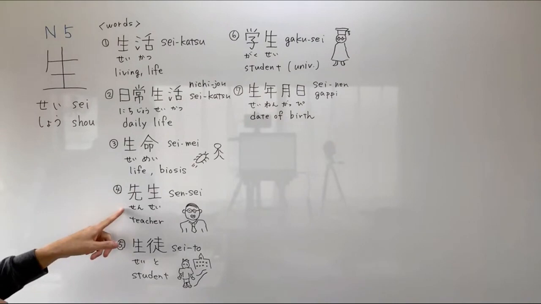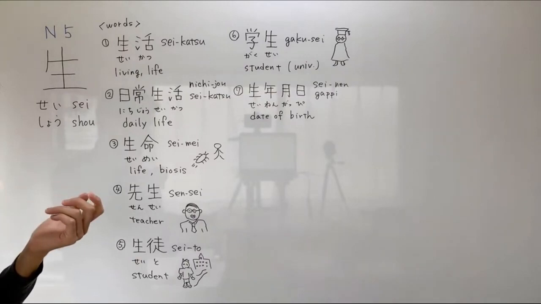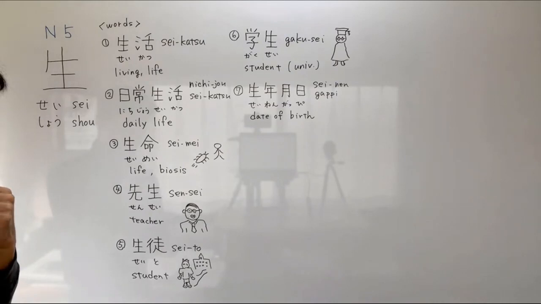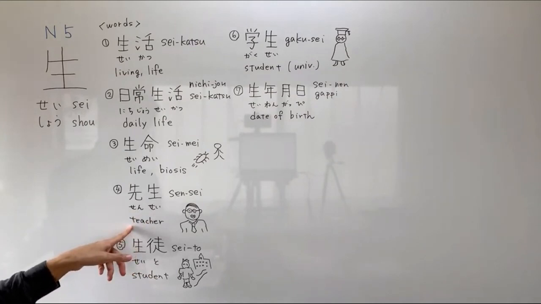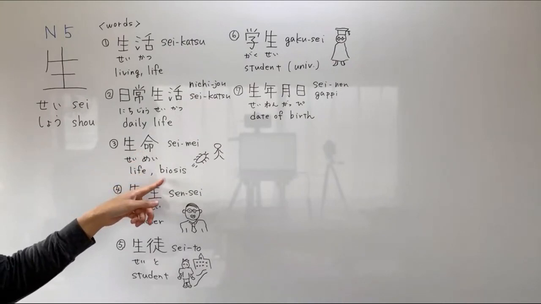Next, sensei. Sen means past or before, and sei means birth. So sensei means one born before you, or born before I. And you and I are students. So sensei means teacher. And seimei. Se means birth or life. Mei means life. So seimei means life and basis.